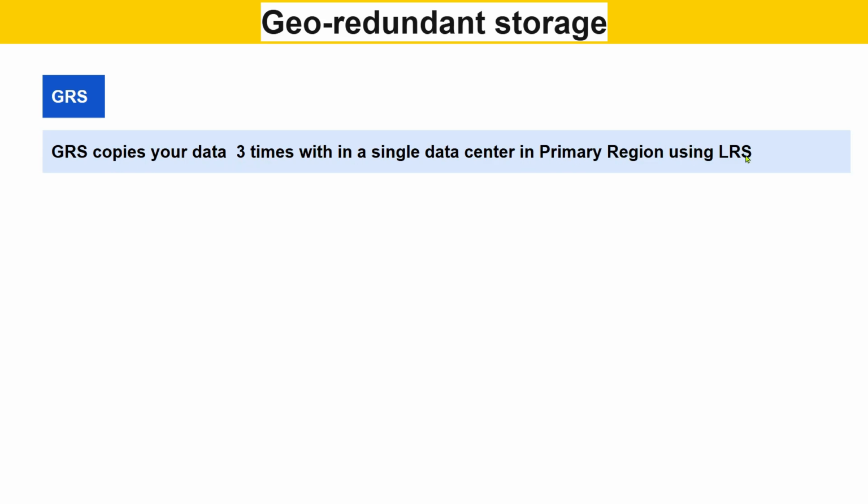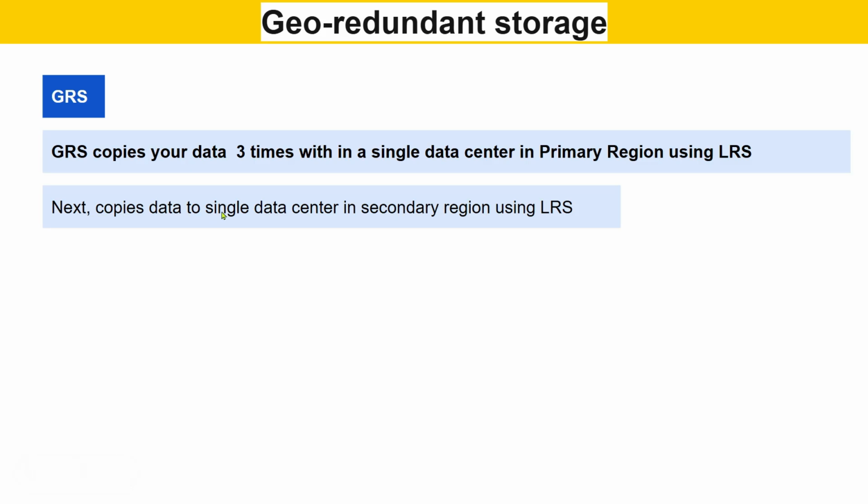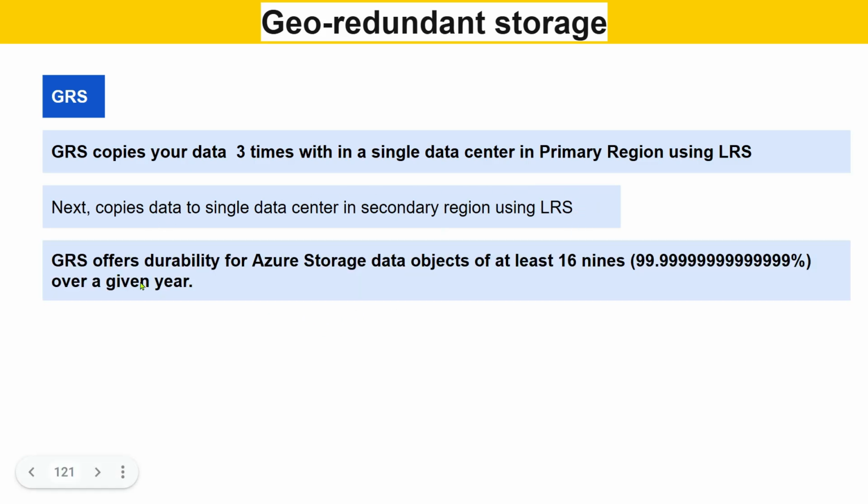It uses LRS, not ZRS, zone redundant storage. Remember this very important point. In GRS, it uses LRS in the primary region, and next copies data to a single data center in a secondary region using LRS. Again, using LRS, it copies in the secondary region to 3 different devices or hard drives. Getting it? GRS offers durability of Azure storage data objects of at least 16 nines. LRS we heard 11, in ZRS we saw 12 nines, and here it is 16 nines durability.